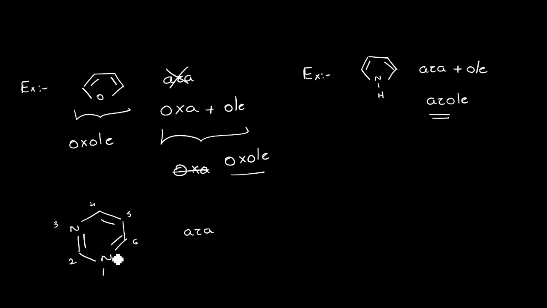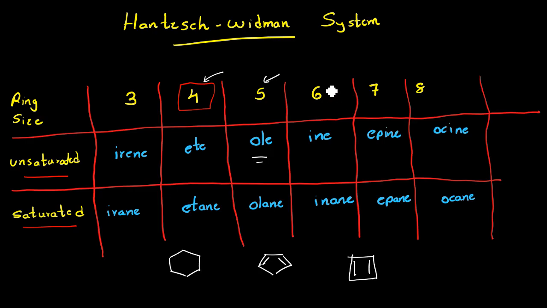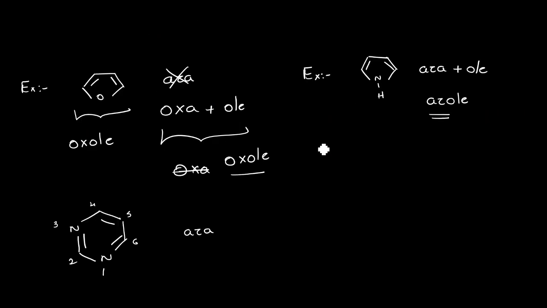And let's go with the members, I mean for the cyclic part of the compound, we have a 6-membered ring and it's unsaturated. So here we have the 6-membered ring. The word for an unsaturated 6-membered ring is ine. So with aza we need to add ine. Don't forget we have 1 and 3 positions here.